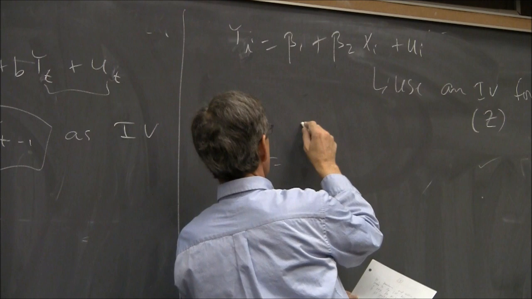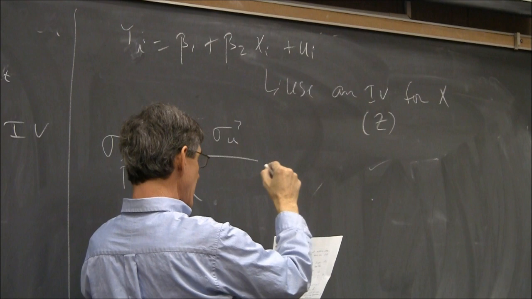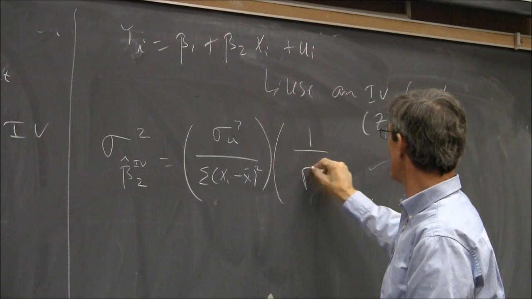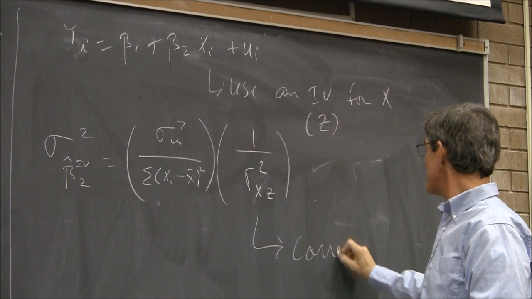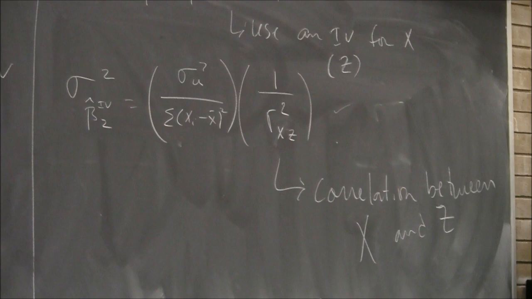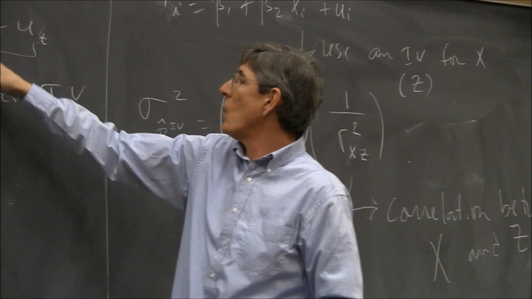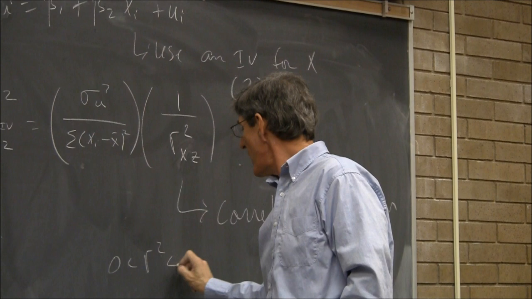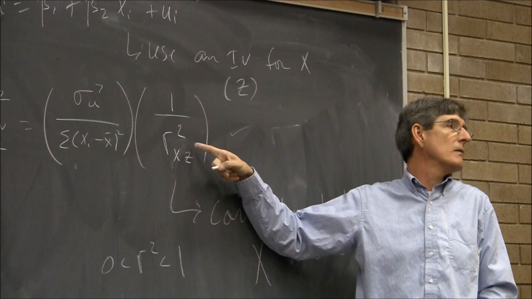You learned last quarter that the way to estimate that is sigma squared u over the sum of the (X_i minus X bar) squared. But in this case, it's that times 1 over r squared of X and Z. This is the correlation between X and Z. So one of the properties of instrumental variables is that it's correlated with X. That's the argument I'm making here, that Y_{t-1} is correlated with Y_t. This is how strongly they're correlated. Okay. It's always the case that 0 is less than r squared is less than 1. The square root of this is their correlation. It could be between minus 1 and 1, but the square of that's always between 0 and 1.